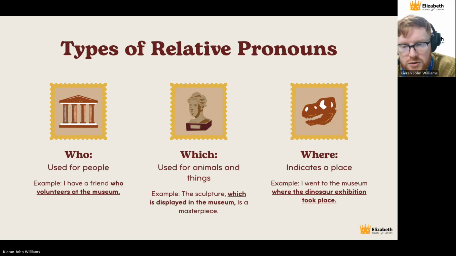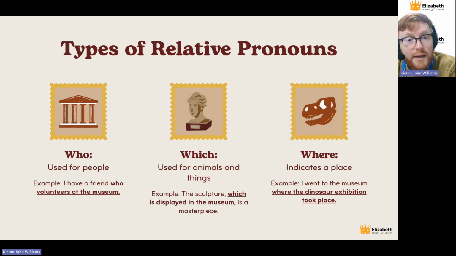The next one that we have here is which. Which is used for animals and for things, so objects primarily. So if you're describing any item or object or animal, you can use which for that. Look at this example sentence: the sculpture, which is displayed in the museum, is a masterpiece. Which is talking about the sculpture. A sculpture is a thing, so that is why we would use which. We know the sculpture is a masterpiece and we know it is displayed in the museum.